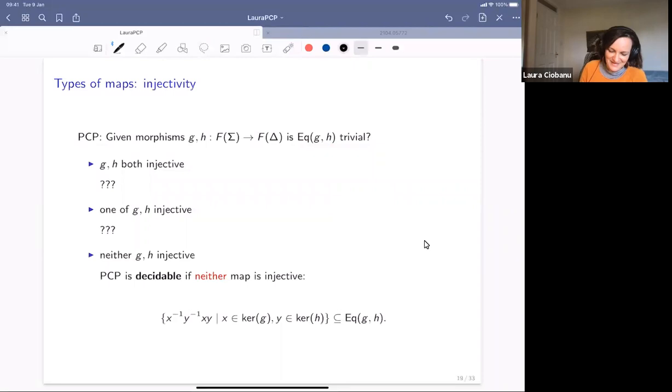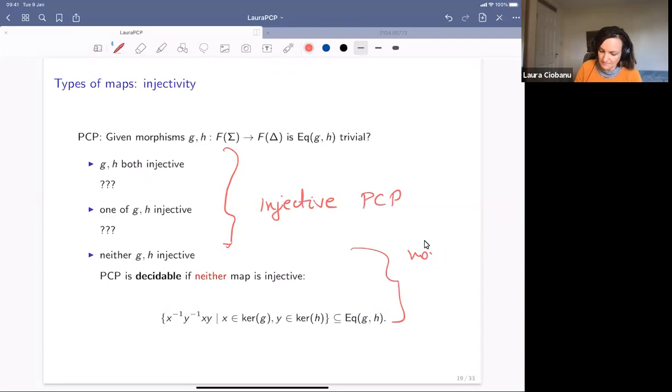So if one of the maps is injective, maybe let me use a different color. So if one of the maps is injective, I'll call this the injective PCP. So one or both, something like that. If none of them is injective, like here, I'll call it the non-injective PCP.